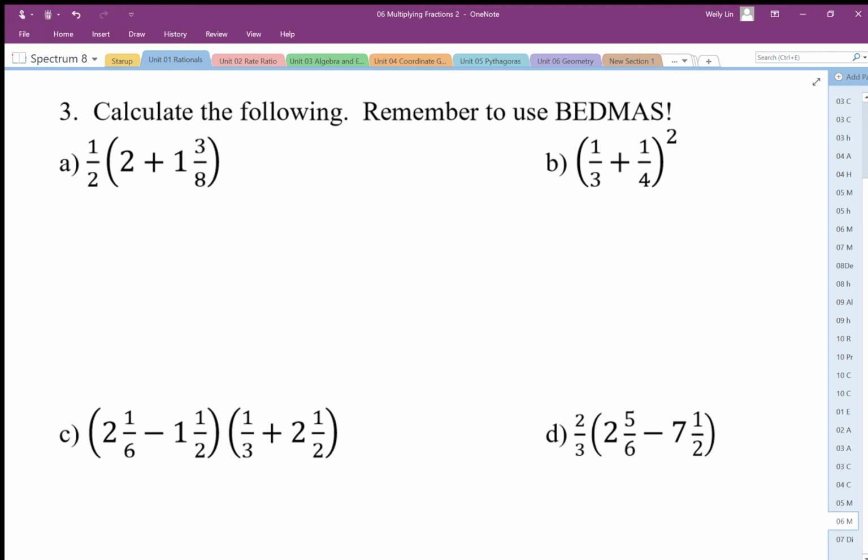So for these ones, I want you to do on your own. Make sure that you use BEDMAS. You want to make this into an improper fraction before we do the math on this, same with this one. Make sure that if you're not sure what to do, go back and check the previous videos, see the examples, and make sure that you can see how it's done. But do these ones on your own and check the answers.